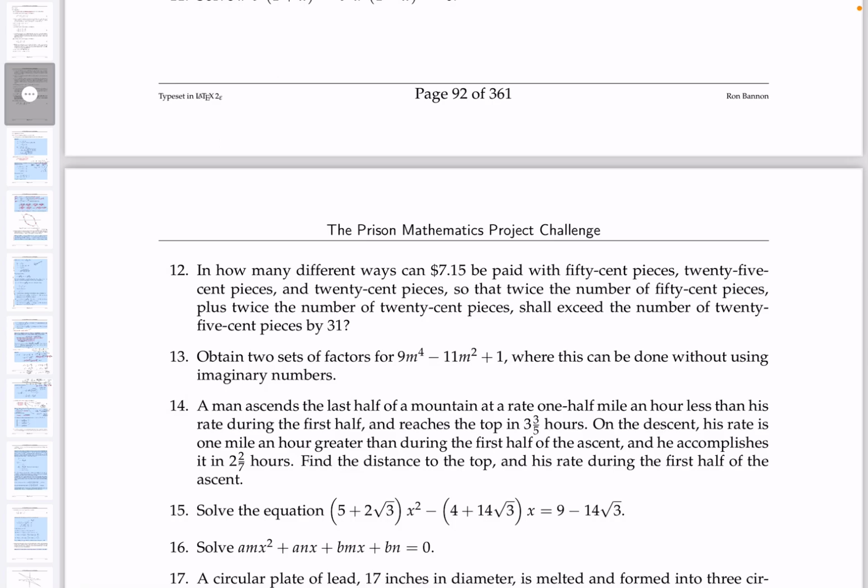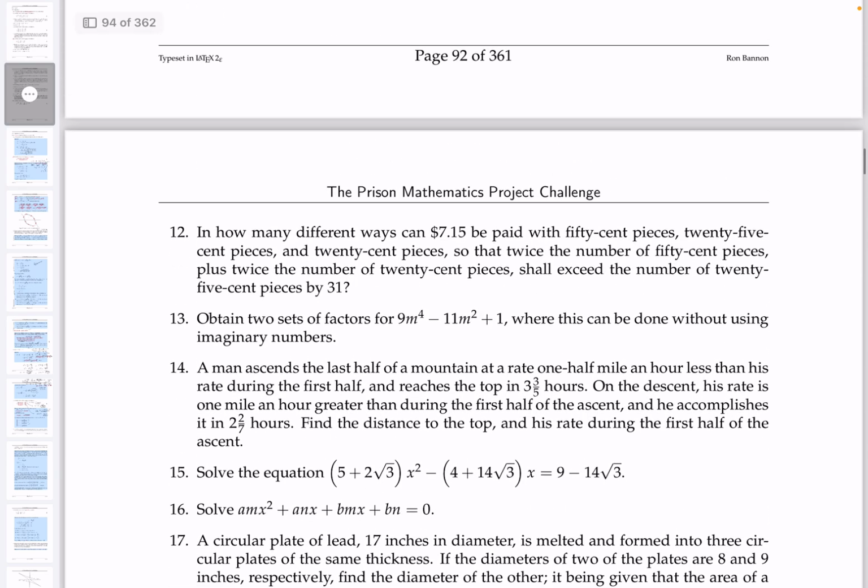Okay, the prior two problems are manipulative, and certainly I don't like manipulating too much, but number 12 is a word problem, and it says, in how many different ways can $7.15 be paid with 50-cent pieces, 25-cent pieces, and 20-cent pieces, so that twice the number of 50-cent pieces plus twice the number of 20-cent pieces shall exceed the number, oh boy, this is a lot of work. Let's go to the whiteboard, and I'll start to write this down.